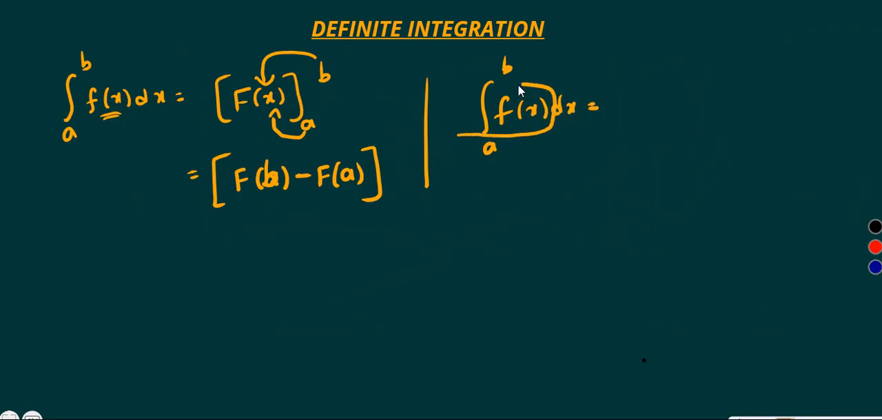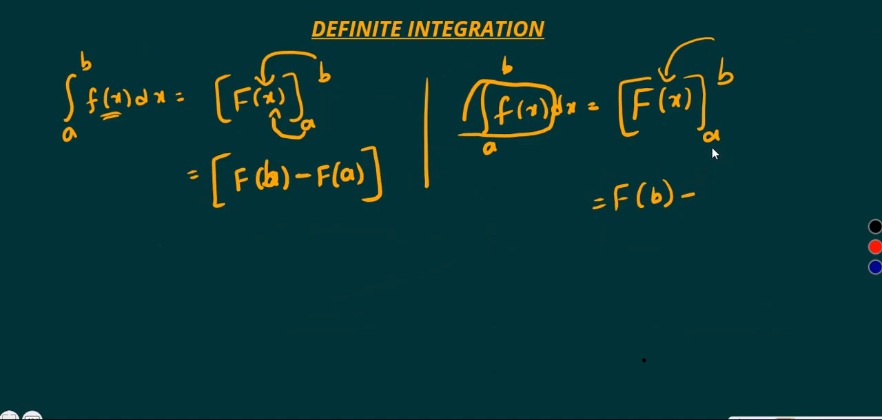Okay, so the integration from a to b of f of x dx equals: first you do the integration of f of x, we will get one answer, that is capital F of x. After that you substitute the limits. First b, the upper limit, so f of b minus the lower limit a, f of a. Okay, understood. One example here.